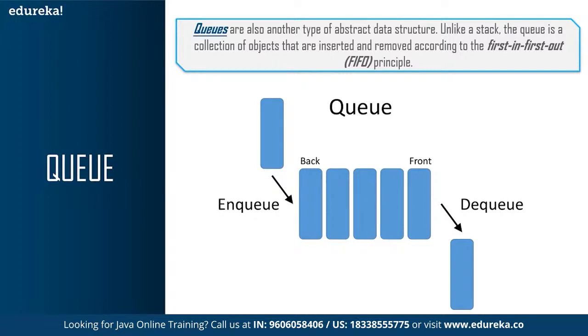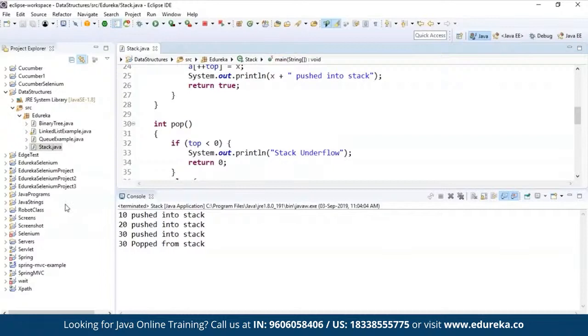So queues are used in the asynchronous transfer of data between two processes. That is CPU scheduling, disk scheduling, and other situations where resources are shared among multiple users and served on a first come first served basis. So these are some of the situations where queue can be used. Okay. So now let's take an example and understand how it works.